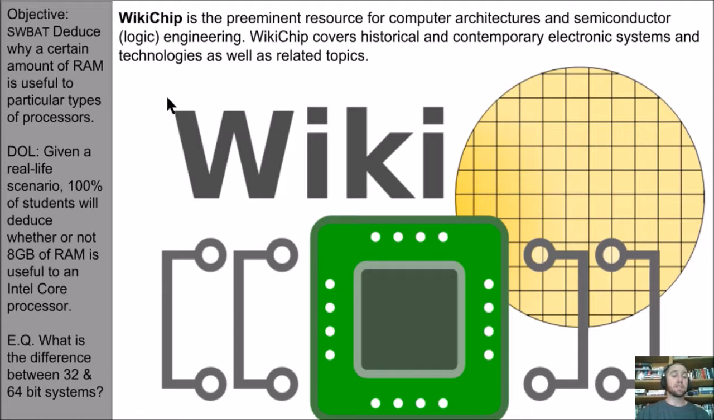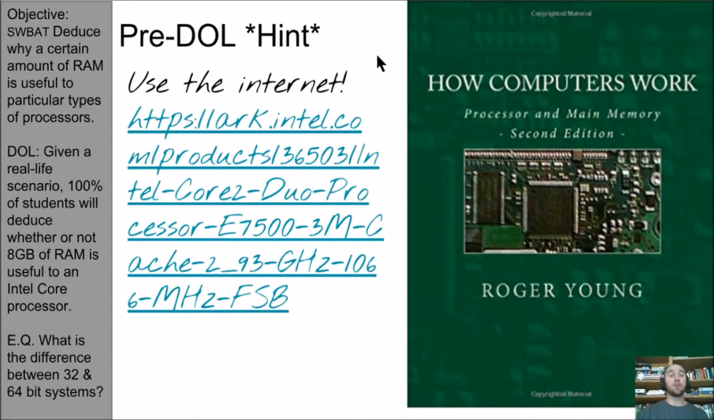If you're enjoying this topic, I found a new website today called WikiChip. It is the preeminent resource for computer architectures and semiconductor engineering. WikiChip covers historical and contemporary electronic systems and technologies as well as related topics. It's a very fascinating website, and it'll give you a lot of these numbers that we went over today.